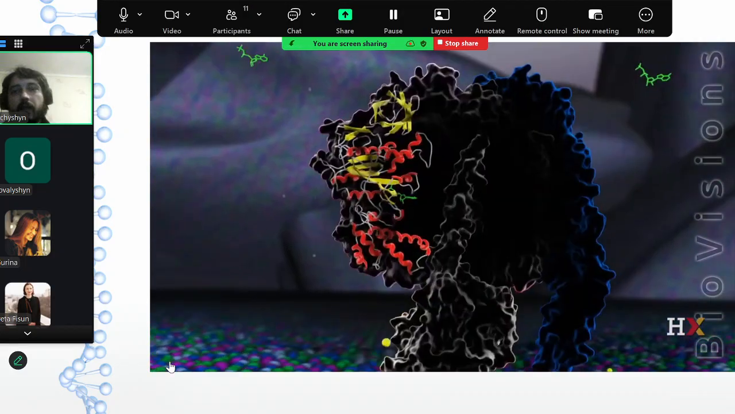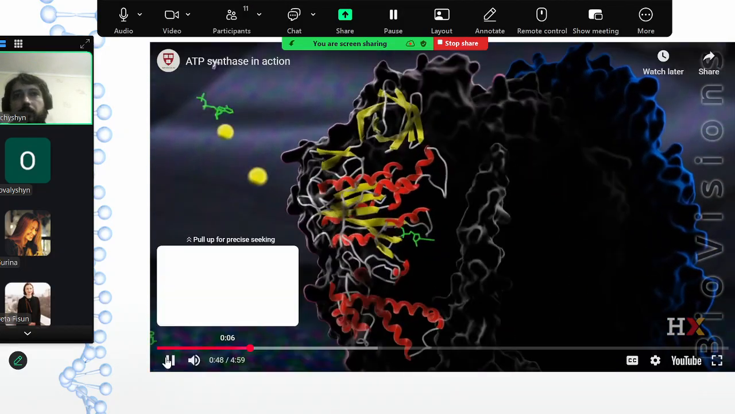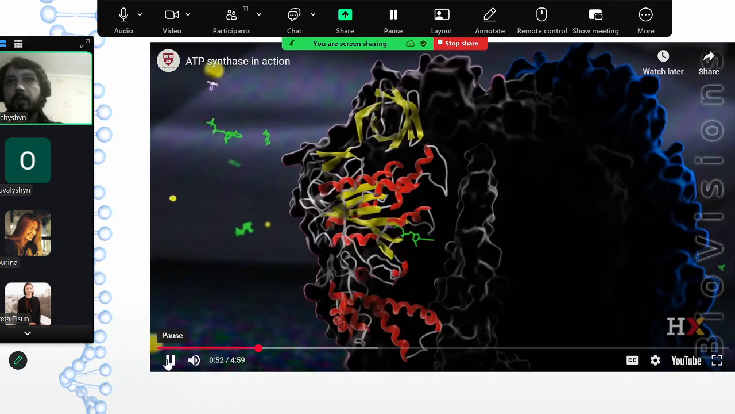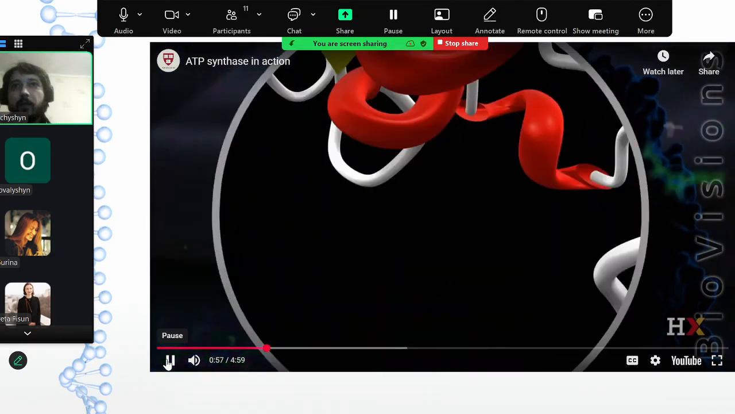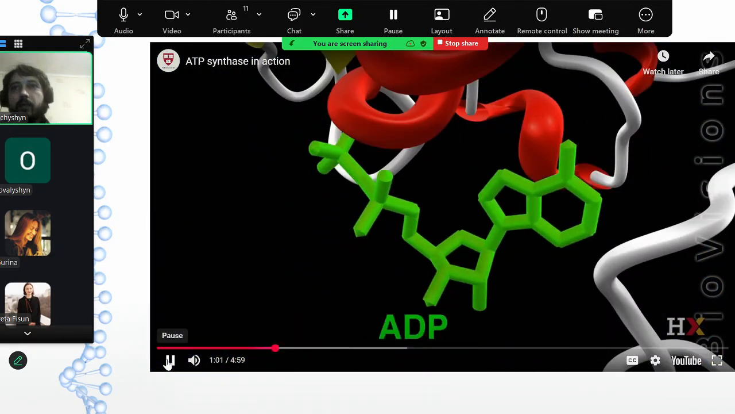The beta subunits are seen as a ribbon diagram. The ADP and inorganic phosphate diffuse into the active site, and the ATP has just been released, and simultaneously the conformational change occurs in the beta subunit. If we zoom into the active site, we can see the molecular structure of the substrates and the chemical reaction.